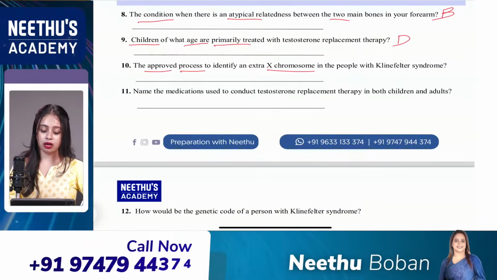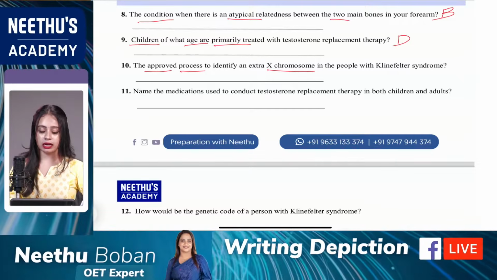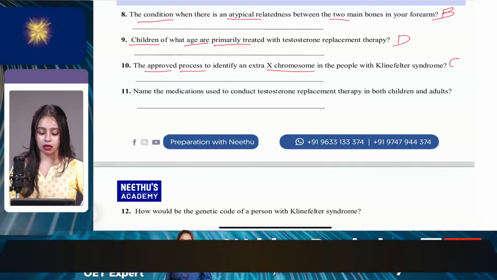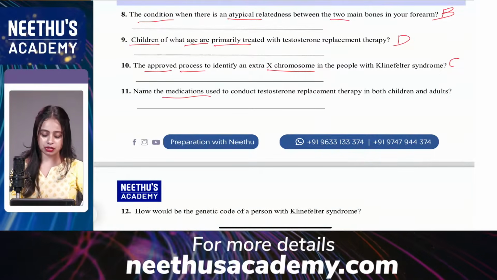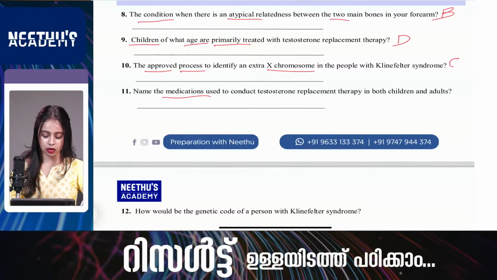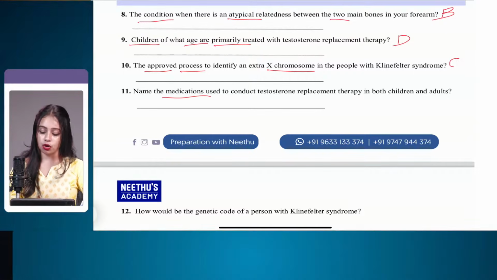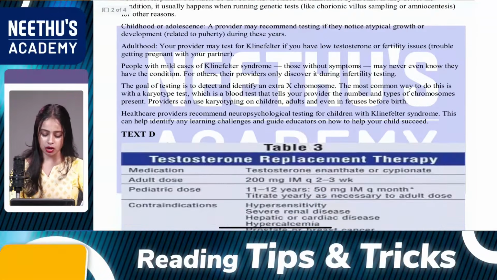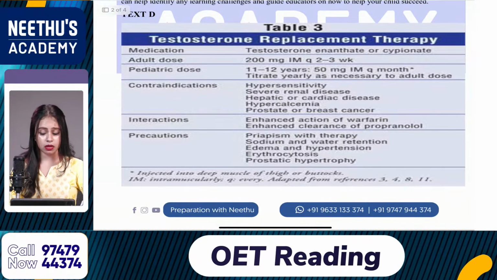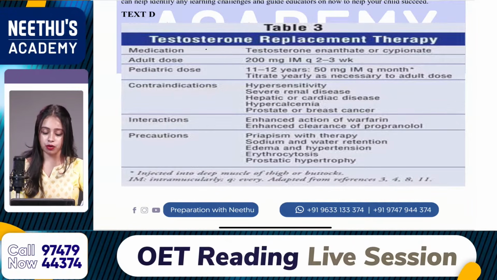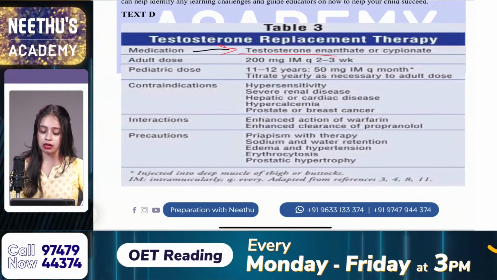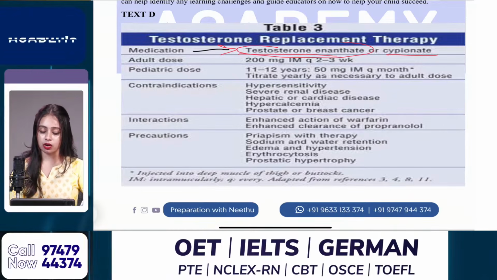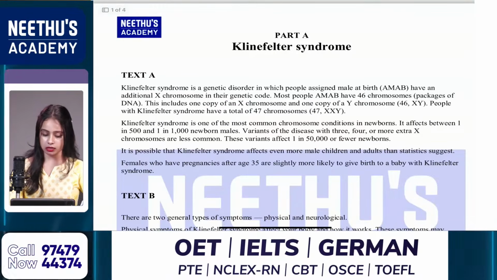Then, 11th one: name the medications used to conduct testosterone replacement therapy in both children and adults. So, name the medication. What are the medications mentioned for children and adults? I think the medications are from text D. See, testosterone ethanoate or cypionate. Okay, cypionate or testosterone ethanoate. So these are the answers.